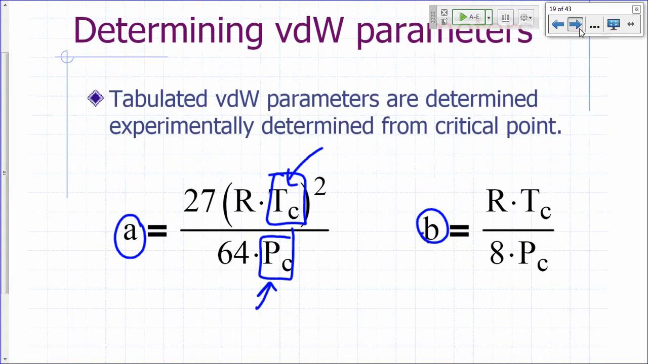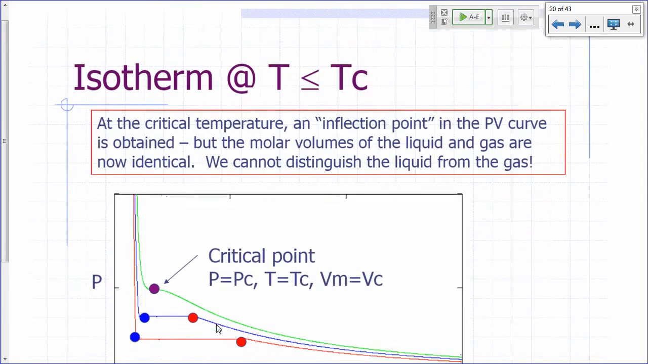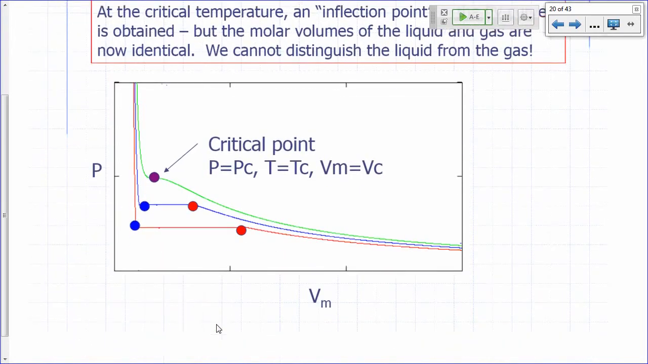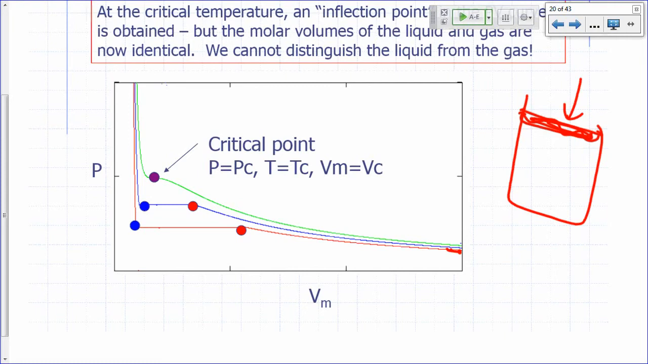Let's look at a PV diagram again to illustrate how the critical point of a gas is determined. Again, imagine you have a gas, right here at very high volume, and you compress your gas. You push on that gas to shrink it. What happens as you shrink it? Pressure goes up, right?